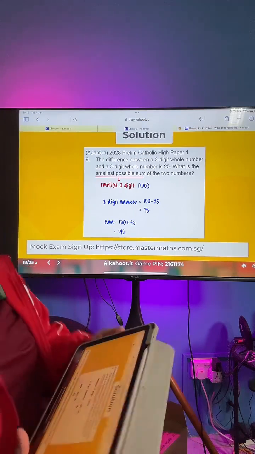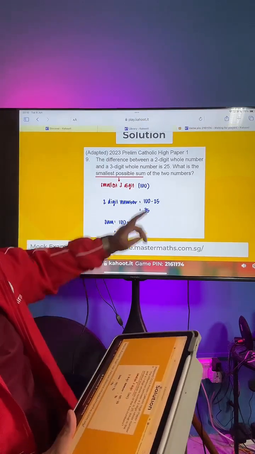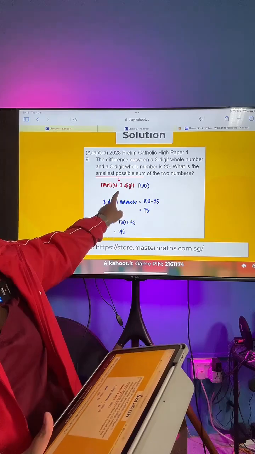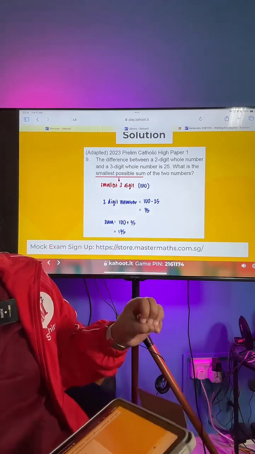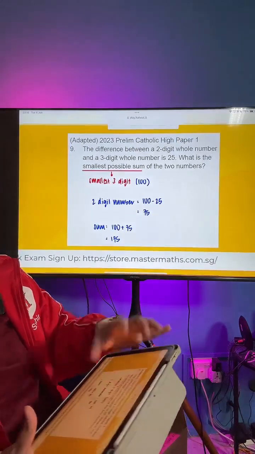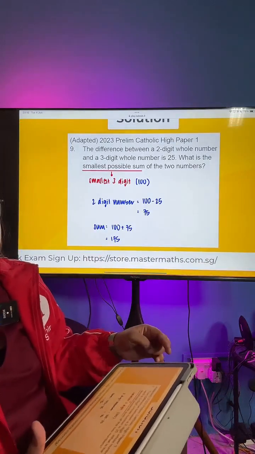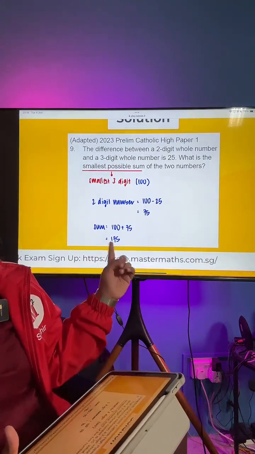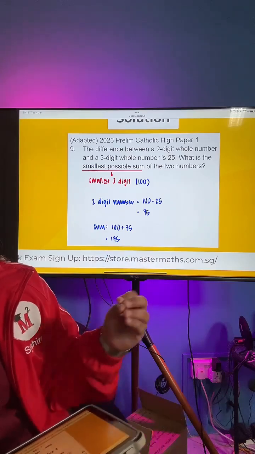It's fine. Okay, friends. So, one more time. I want a small sum. So, I take the 3-digit number to be the smallest, which is 100. Then, I find a 2-digit number because the difference is 25. I minus 25. I will get 75 as my 2-digit number. I find the sum, 175.